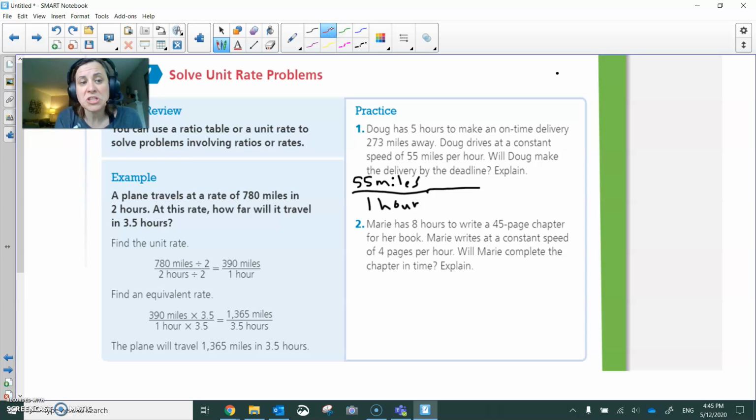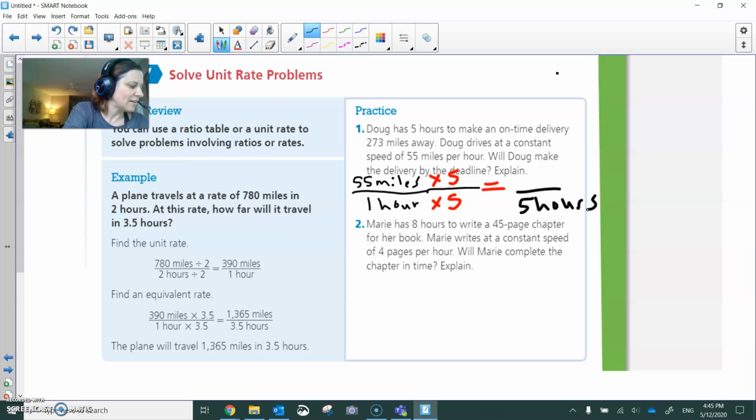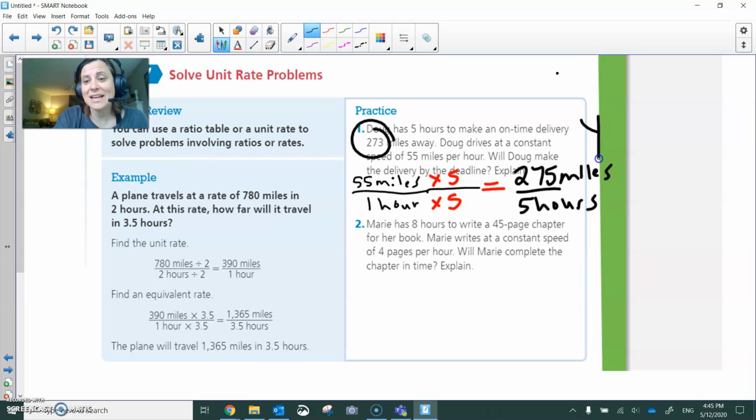So what if we check to see where he would be in 5 hours? If we multiply this by 5 and multiply that by 5, what we know is that in 5 hours, he will be wherever 55 times 5 is. Let's check. 55 times 5 is 275 miles. He only had to travel 273 miles. So will Doug make the delivery by the deadline? Yes, he will, because he's actually further in 5 hours than he needed to be.